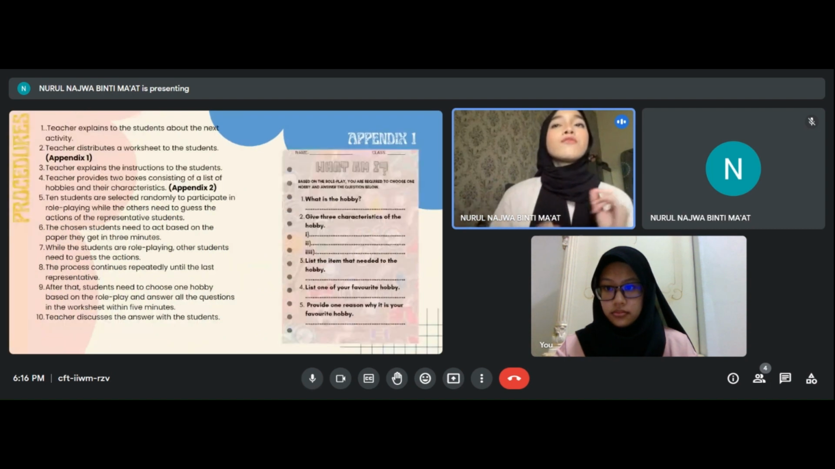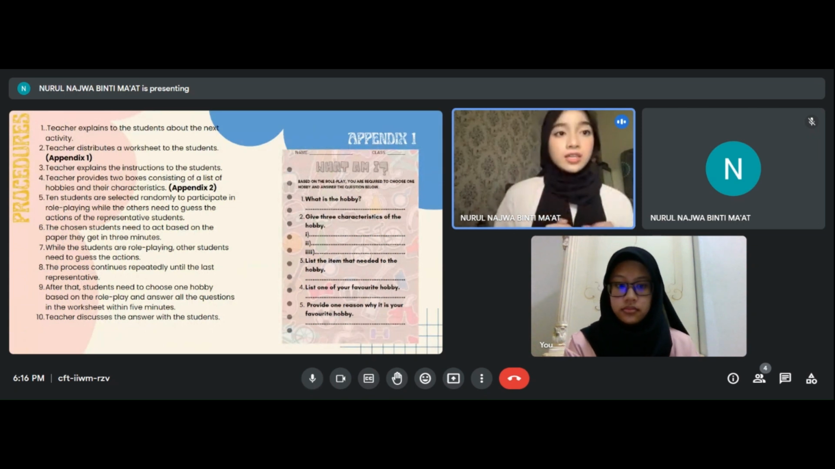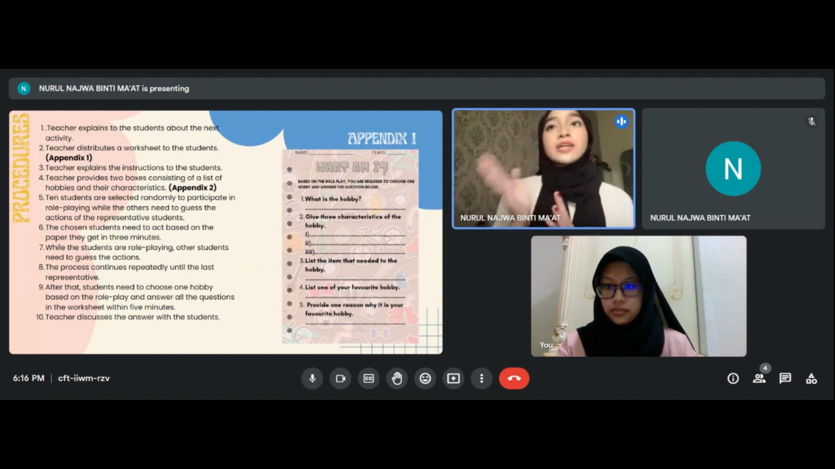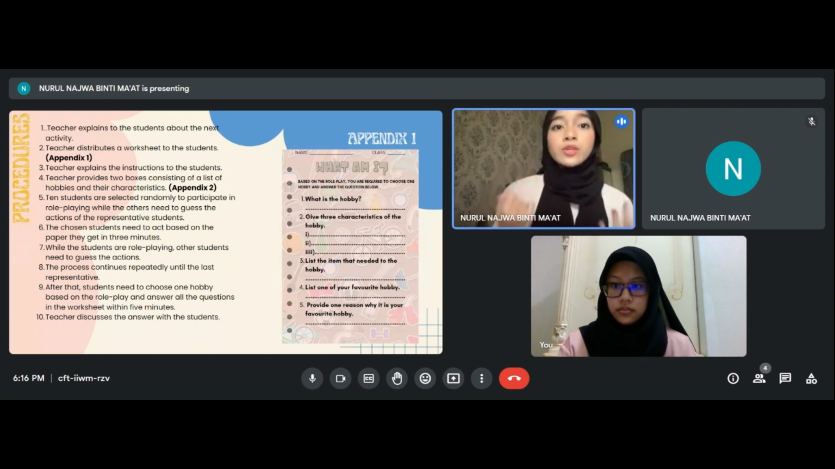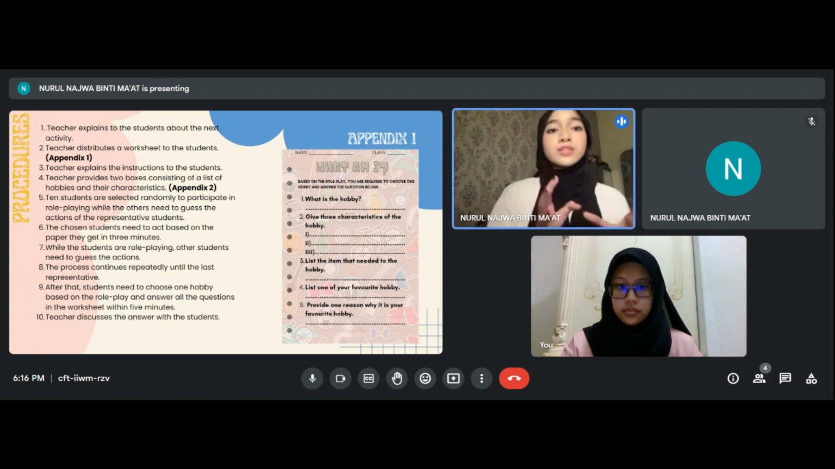So the procedure of how this activity will be conducted in the class: the teacher will explain to the students about the next activity, and distribute a worksheet based on the appendix 1 that I provided on the right side of the slides. The teacher will explain the instructions to gain the students' understanding of what they will be doing in the class. After that, the teacher will provide two boxes consisting of a list of hobbies and their characteristics based on appendix 2. So I'm going to pass the presentation to Faradiana to give further explanations about how this activity will be conducted and about appendix 2.